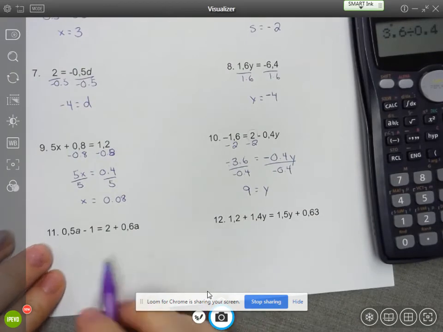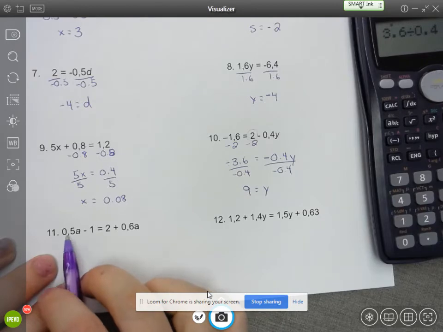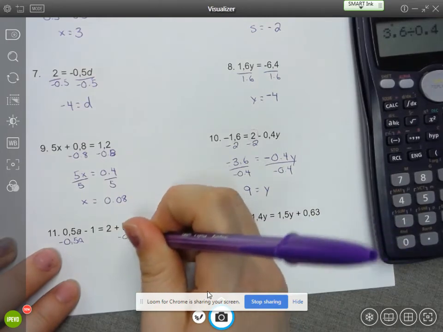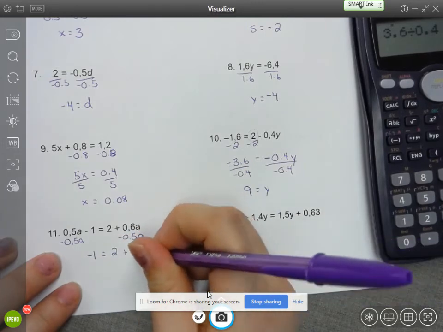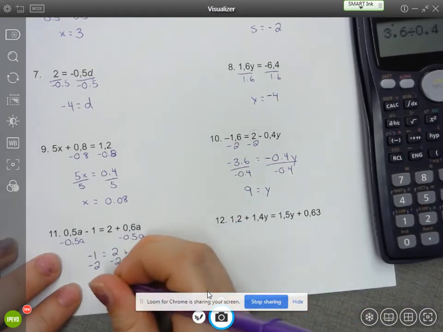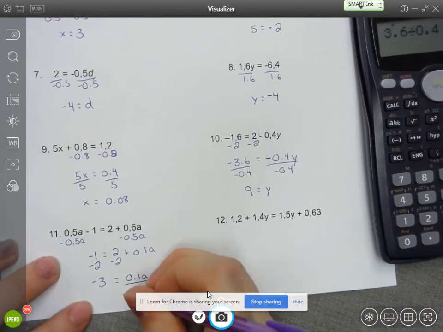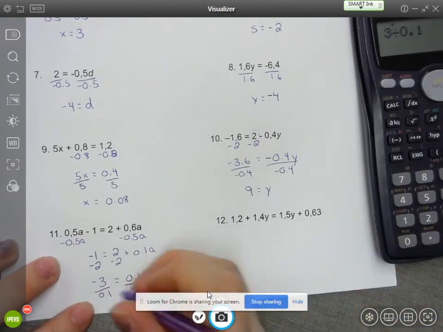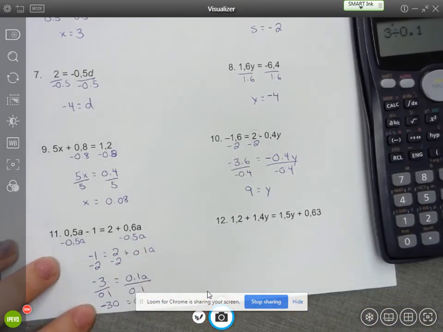Okay, and question 11. I'm going to start by moving my variables to the same side. So this one is smaller, so I'm going to move this one. So the opposite of 0.5a is minus 0.5a. What I do to one side, I'm doing to the other. I'm left with negative 1 is equal to 2 plus 0.1a, minus 2, minus 2. Negative 3 is equal to 0.1a. Divide by 0.1. So 3 divided by 0.1 is equal to 30. And because a negative and a positive, my answer is going to be negative.